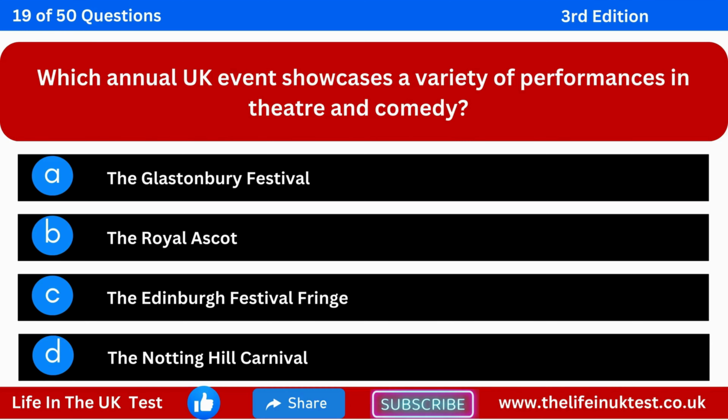Which annual UK event showcases a variety of performances in theatre and comedy? Option A: the Glastonbury Festival. Option B: the Royal Ascot. Option C: the Edinburgh Festival Fringe. Option D: the Notting Hill Carnival.